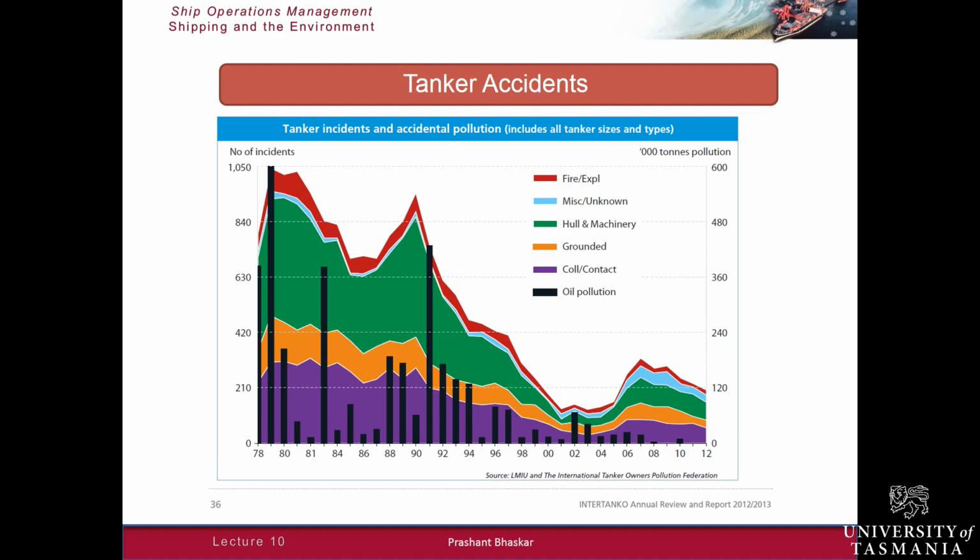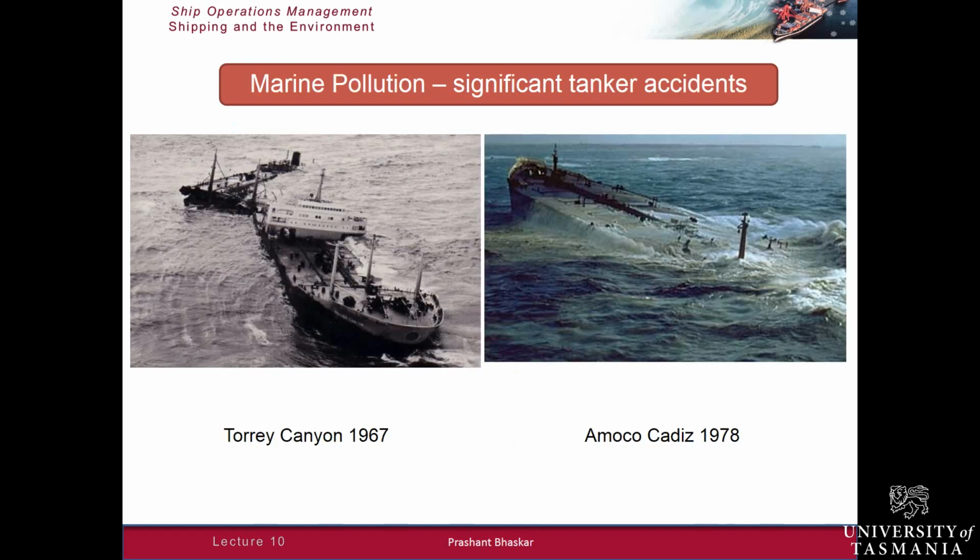There have been some notable incidents which, from a ship operations perspective, are important because they resulted in some conventions that we are meant to comply with. I suppose the first significant tanker incident was the accident involving the Torrey Canyon in 1967, and you can see an image of that on the left hand side of the slide. This tanker ran aground off the coast of England, and about 100,000 tons of oil was spilled into the sea. And the oil contaminated the coasts of both England and France.